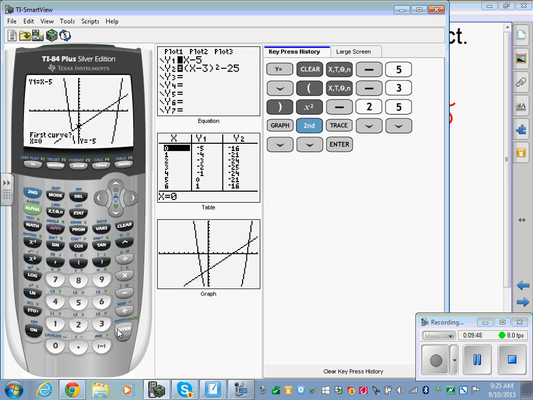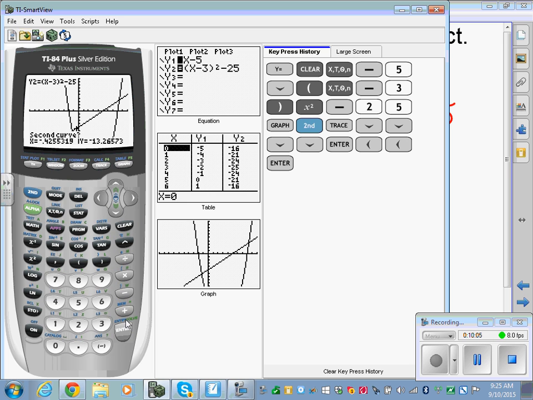I hit enter. Now it says first curve. So it just means what equation do you want to be your first equation. So now notice, look, right here's my little circle. It's on the line. I'm making sure it's on the line. Does everybody see that? Okay, it's on the line. I hit enter. That's my first function.